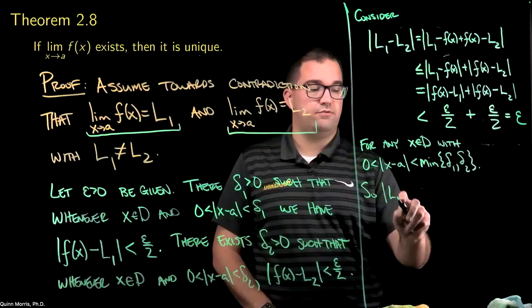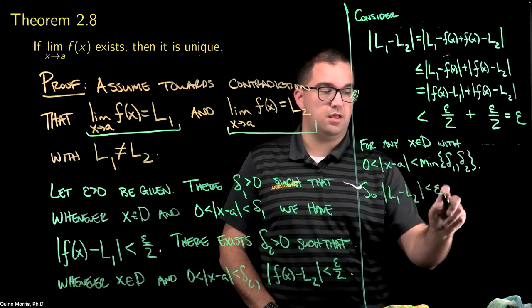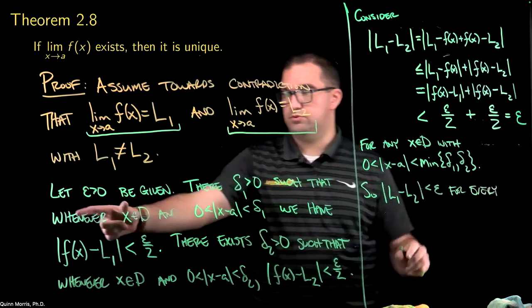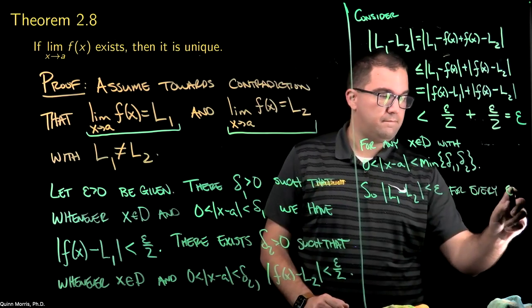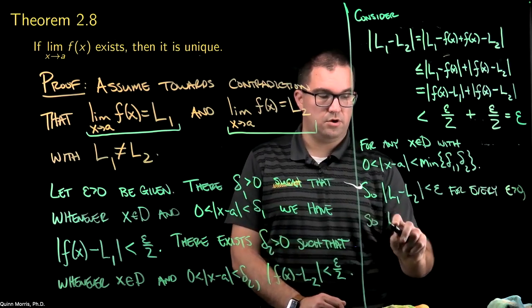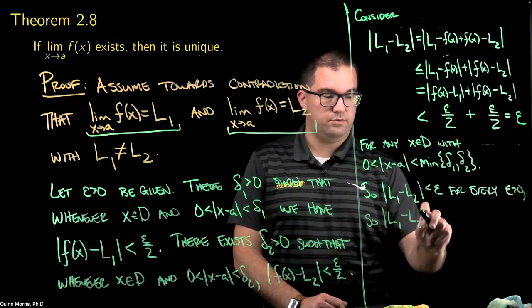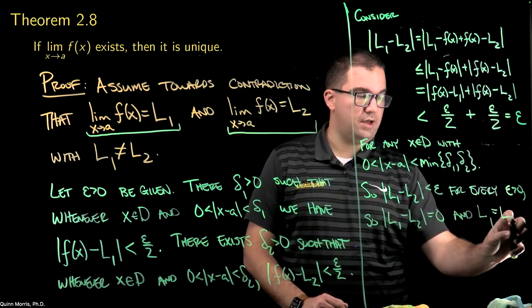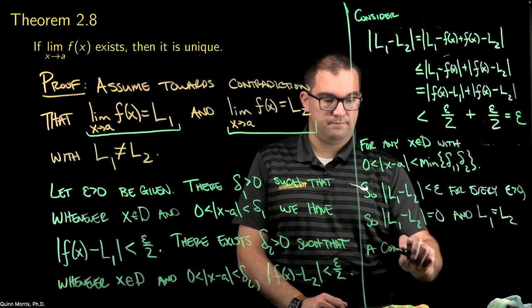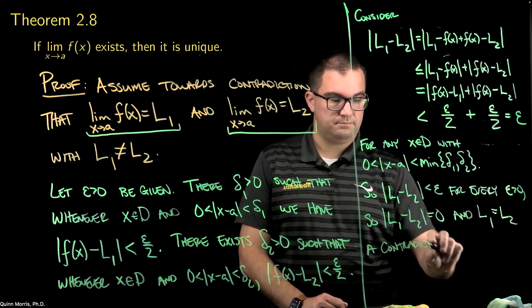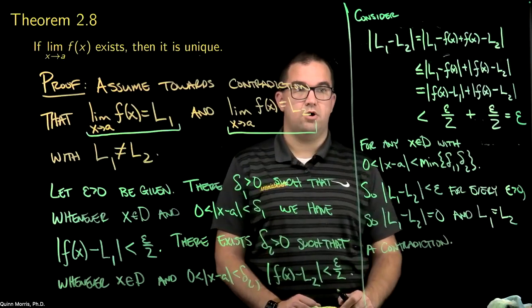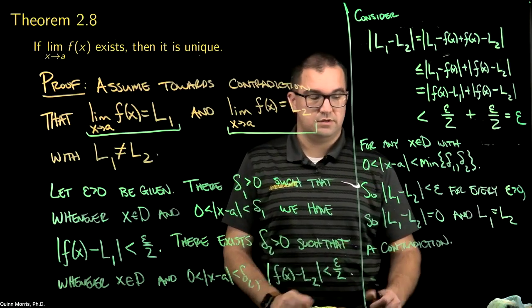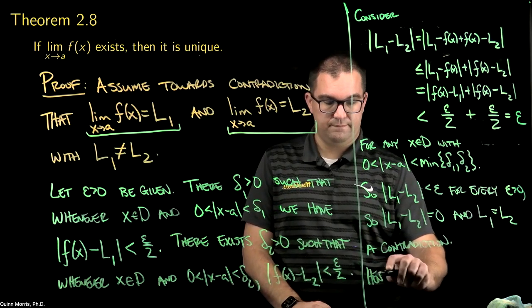So the absolute value of L1 minus L2 is less than epsilon for every epsilon, right? Because this was just arbitrary. So this absolute value must be equal to 0, and L1 must be equal to L2, a contradiction. Having reached this contradiction, our initial assumption must be false, and so hence limits must be unique.